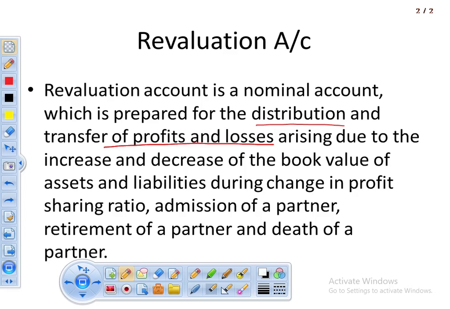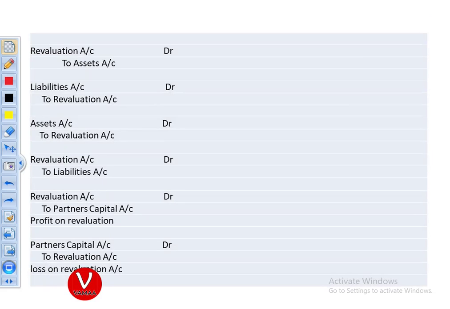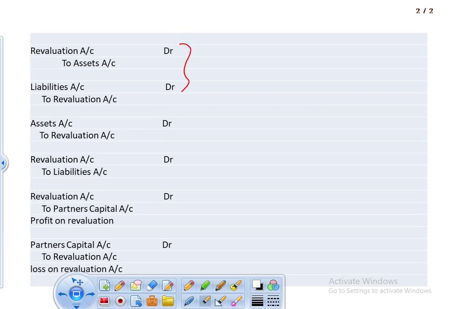So when we prepare a revaluation account, the following journal entries need to be passed. The first two journal entries here are to transfer the assets' and liabilities' values to the revaluation account, okay? And this is called old values. So if an asset is worth, let's say, 100,000 and it is revalued to 110,000, then that 100,000 is called the old value, okay? So we can say transfer of old value.